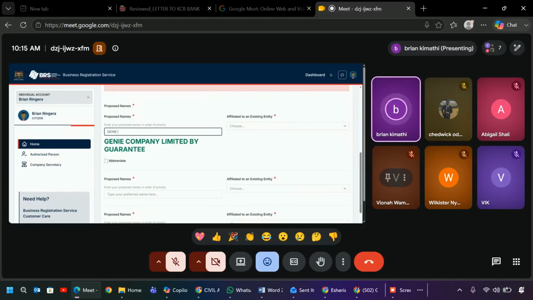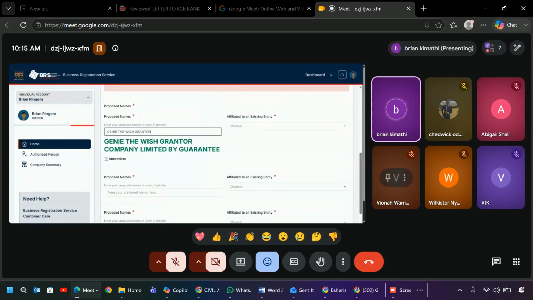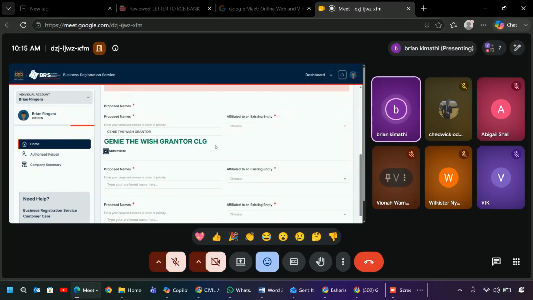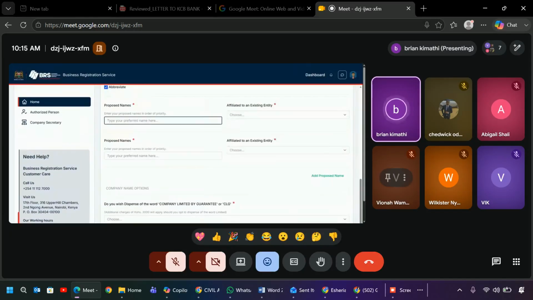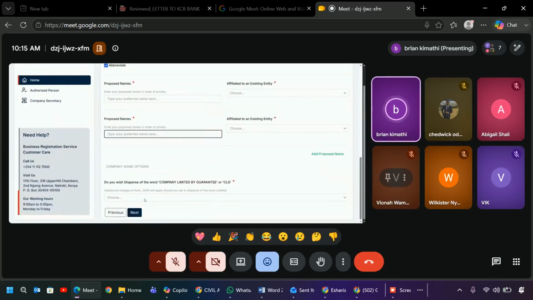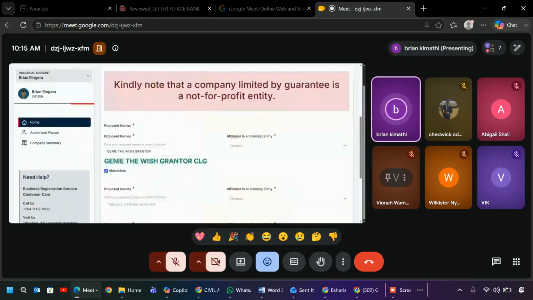Ginny the wish granter. So if you enter a name that is not on the roll, it will accept. You see. Then I can also abbreviate, call it a company limited by guarantee, CLG, instead of the whole word. Then I can enter a proposed name, a second one, a third one. Then they ask you whether you wish to dispense. You will pay an additional 3,000 Kenya shillings. So there's a lot of mechanics to it.